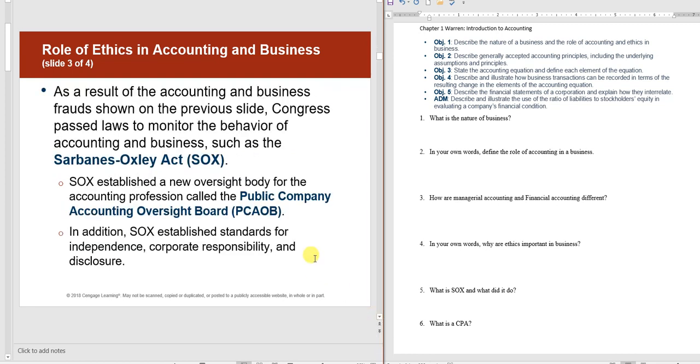As a result of Enron and WorldCom and some of the fraudulent accounting activity, Congress passed a law called Sarbanes-Oxley. Sarbanes-Oxley is simply the name of the congressman who passed the law, but it established an oversight body of the accounting profession to monitor it, to make sure that there are some rules and regulations to try to prevent lying. The Public Company Accounting Oversight Board does just that: it oversees accounting, to try to make sure it doesn't happen again. They also established some standards for independence.